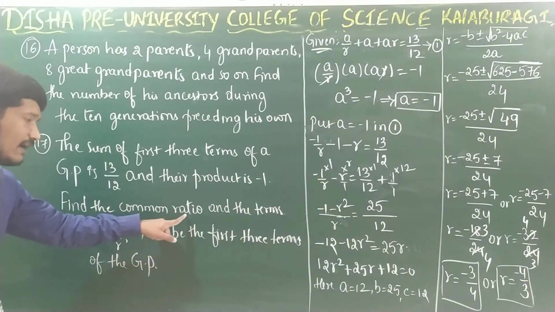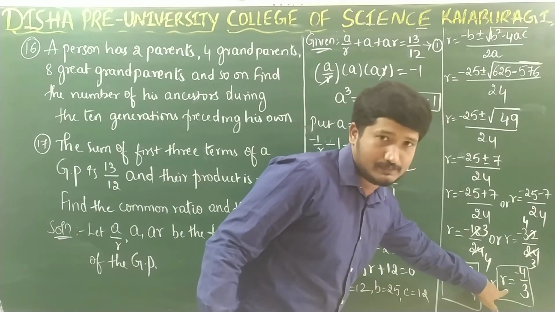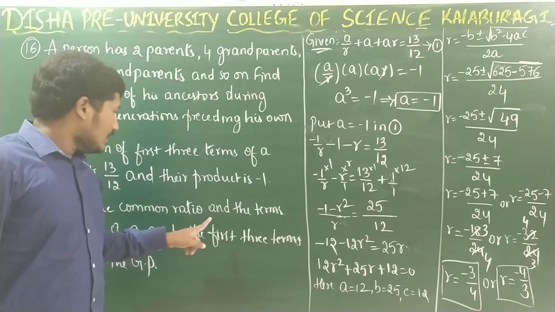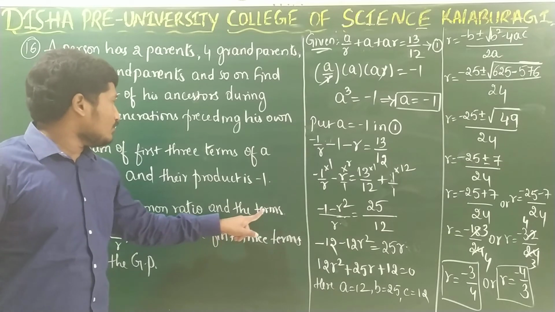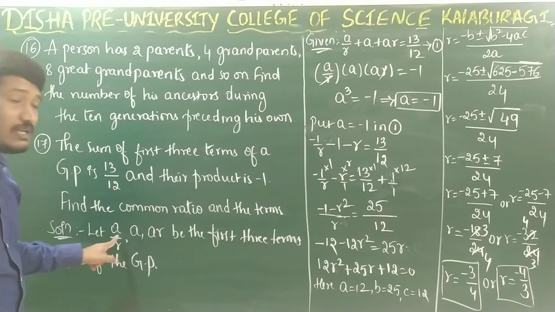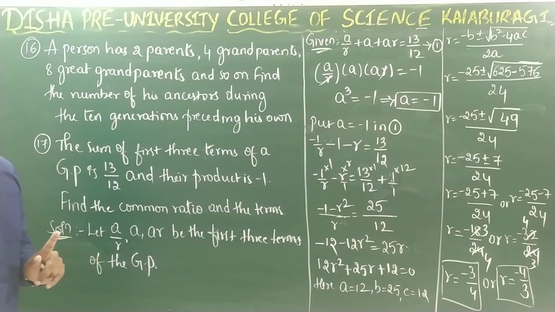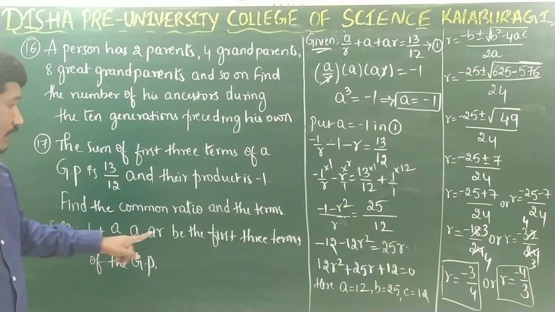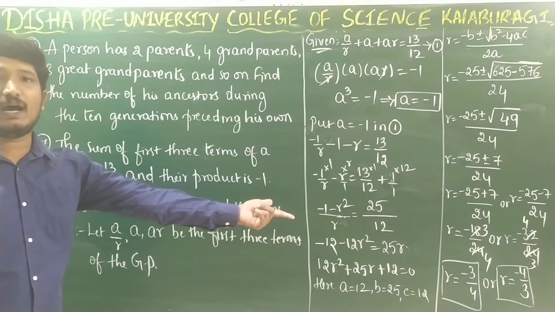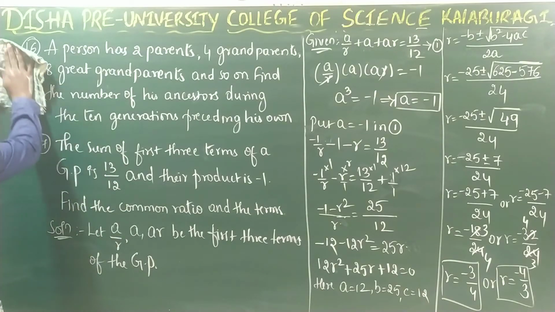Now, the first thing we have to find in the question is the common ratio. We have already found the common ratio. There are two common ratios, that is, there are two values for R. Next, what do we have to calculate? We have to calculate these terms, such that the sum will be 13 by 12 and the product will be minus 1, right? So there are two values for R. We will see for each value of R what terms we get.